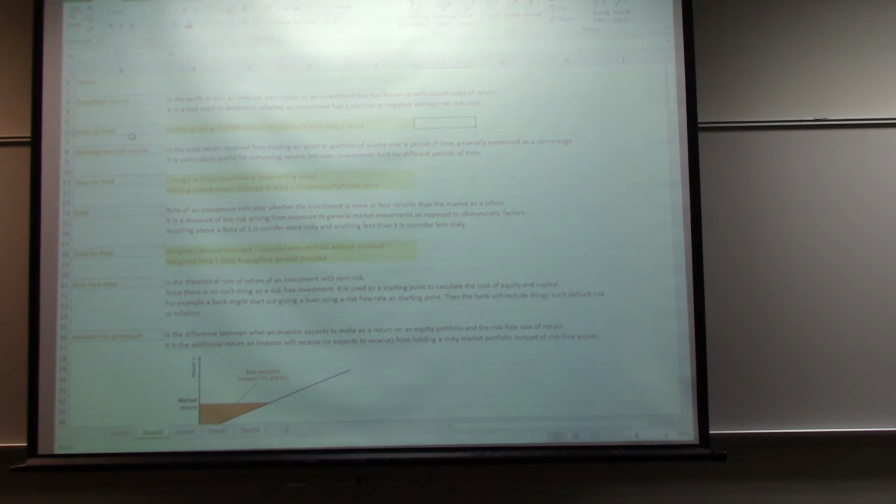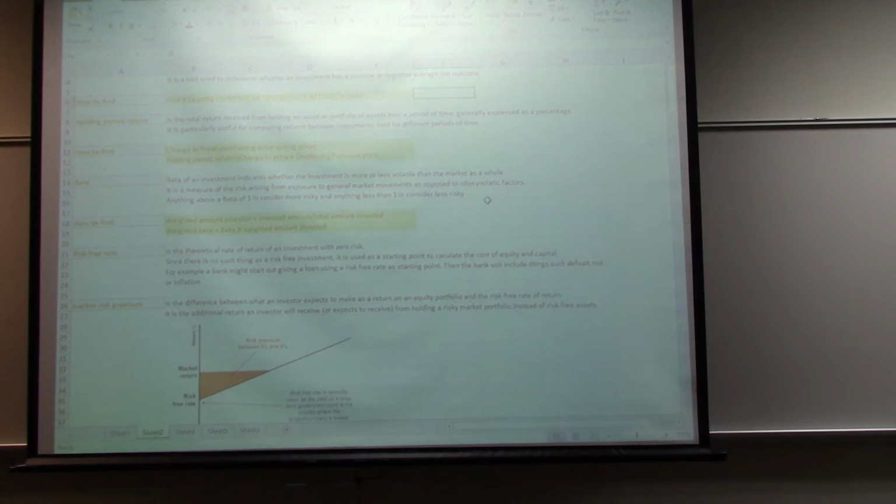Okay, where was I? Holding period return. That is the total return from holding an asset or portfolio of assets over a period of time. Generally expressed as a percentage, it is particularly useful for comparing returns between investments held for different periods of time. And we'll see that in the homework. To find that, you have to find the change in prices: the purchase price subtract the selling price. And to find your holding period return, you're going to do the change in price plus dividends, divided by the purchase price.